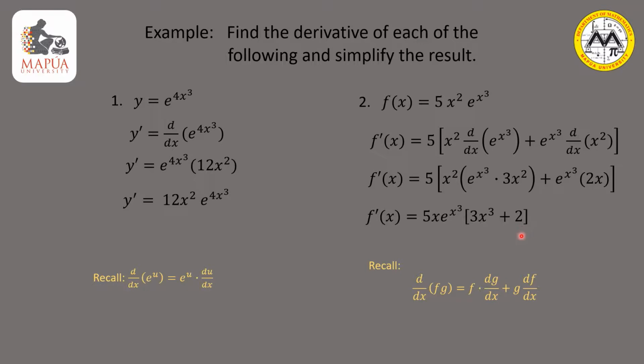So f prime of x is given by 5x e to the x cubed times the quantity 3x cubed plus 2.